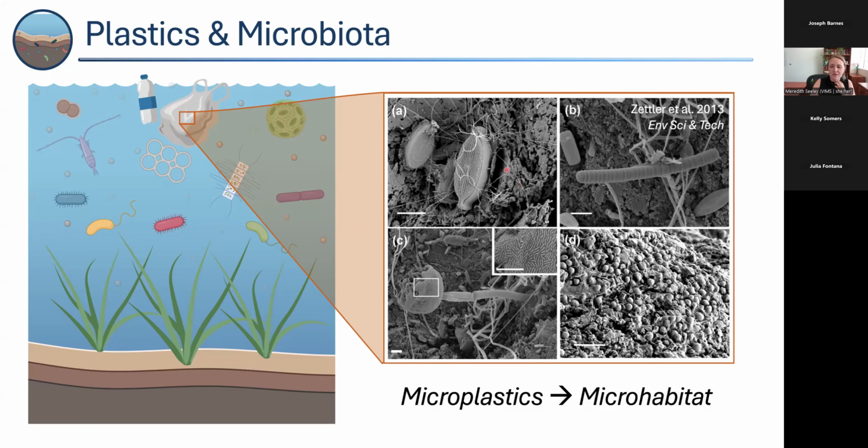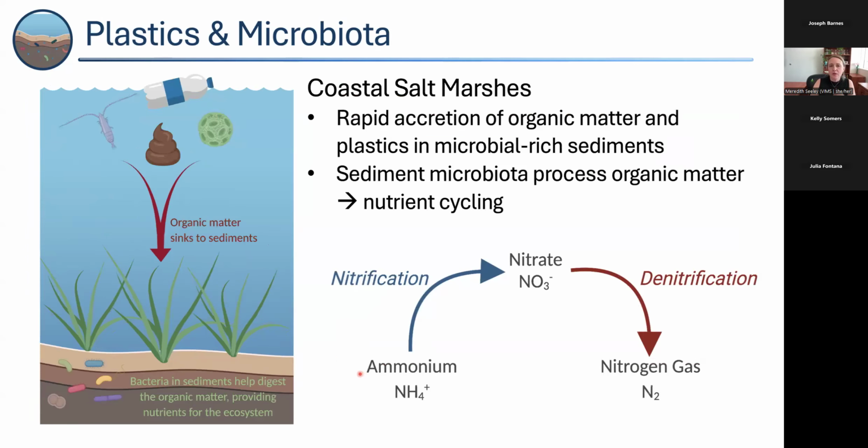So these are examples of some of those biofilms in these images here of scanning electron microscopy. This has really illustrated that microplastics can be a sort of microhabitat for these diverse microbial communities. But a place where microbial communities are equally important and really relevant in the Mid-Atlantic region is coastal salt marshes.